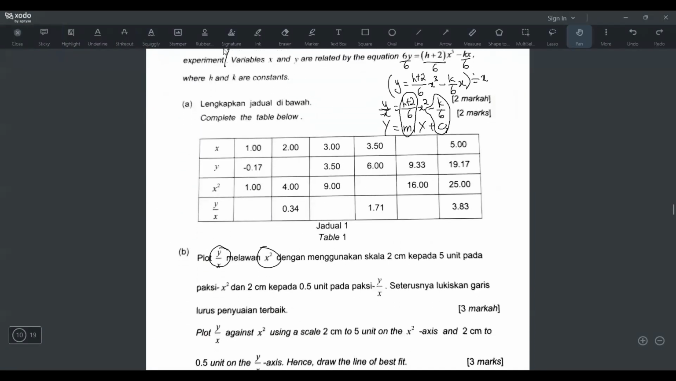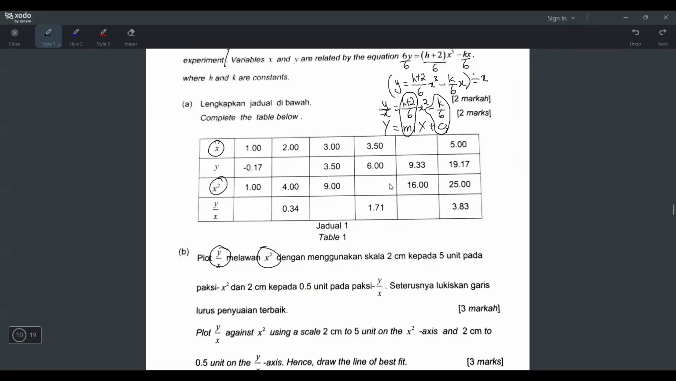Because you need a table for x squared and y over x. Then only you can draw your graph, because your graph now is y over x against x squared. So let's try to find out all these values. Okay, first of all, I can see that this is x squared, right? That means to get this, I simply have to take the number above squared. So 1 squared is 1, 2 squared is 4, 3 squared is 9.